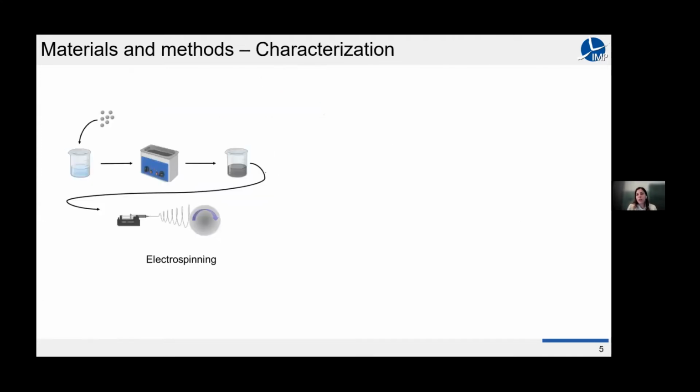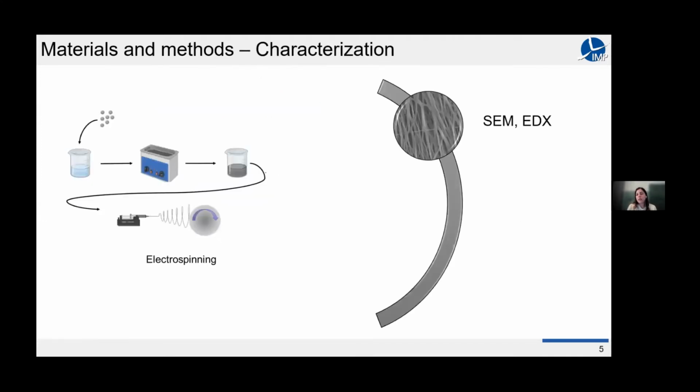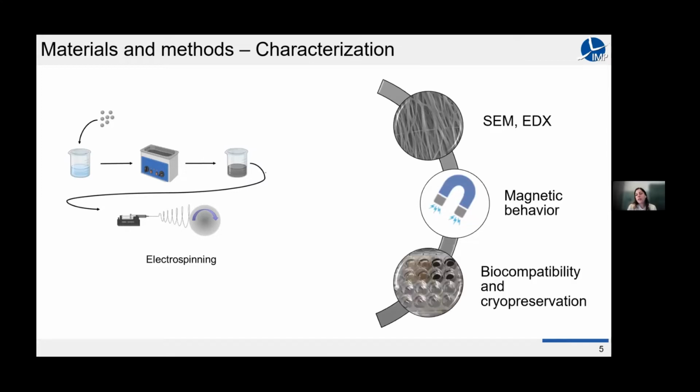Once we have the scaffolds, we perform the characterization. We do morphology with SEM and EDX for the chemical composition. We also check the magnetic behavior, and finally, we do cell seeding for checking the biocompatibility and the cryopreservation of the scaffold.